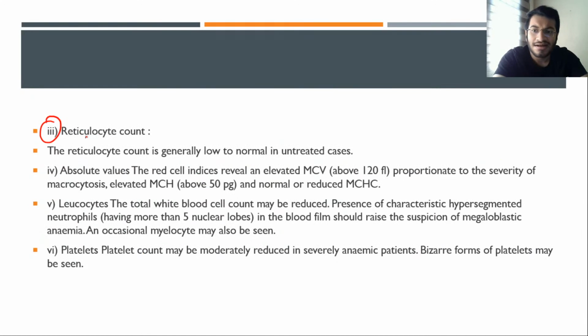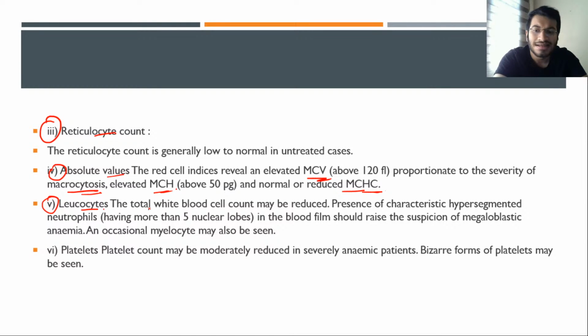Then reticulocyte count. Reticulocyte count is generally low to normal in untreated cases. Absolute values: the red cell indices reveal an elevated MCV proportionate to the severity of the macrocytosis, elevated MCH, and normal or reduced MCHC.